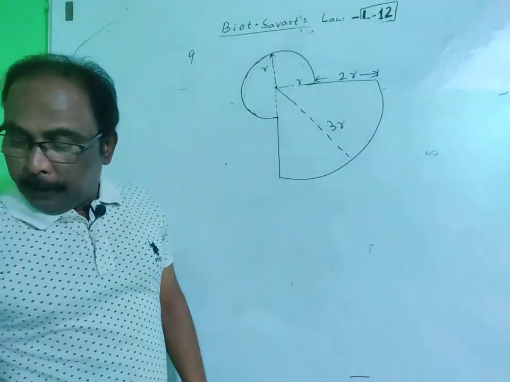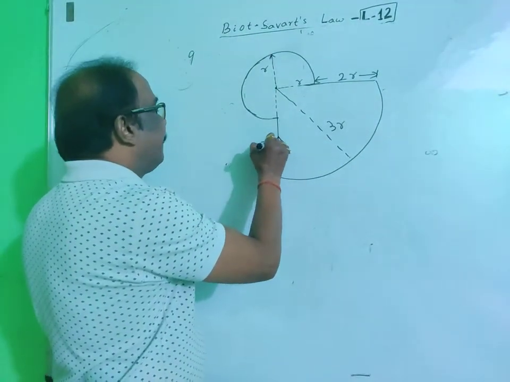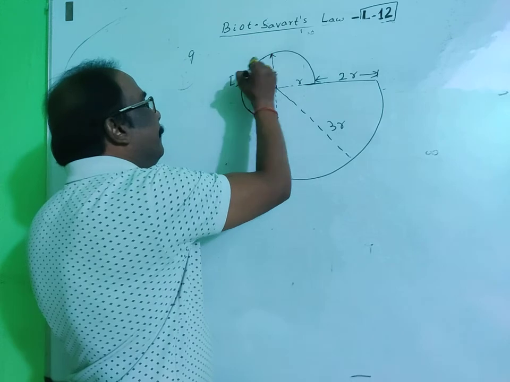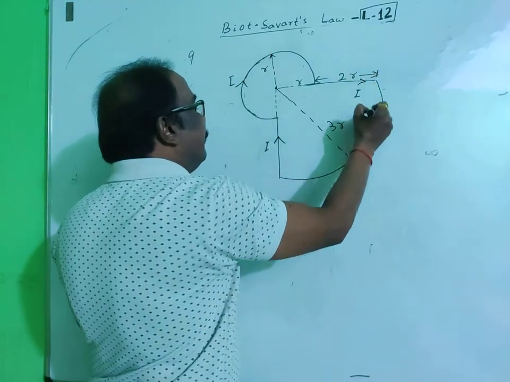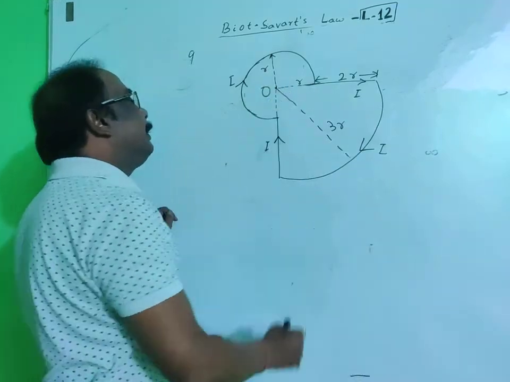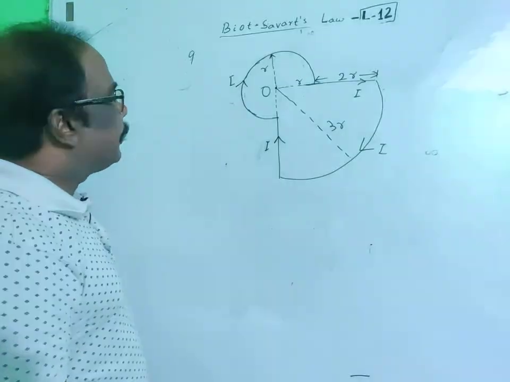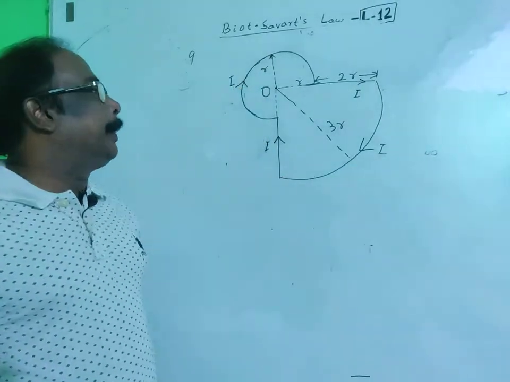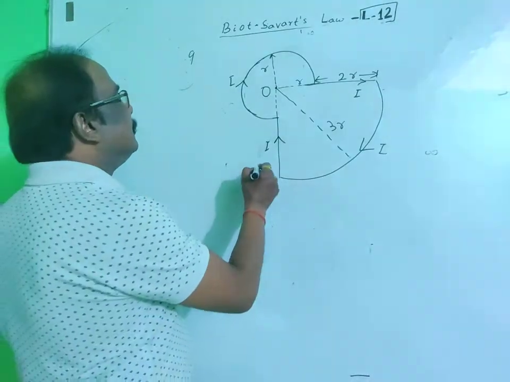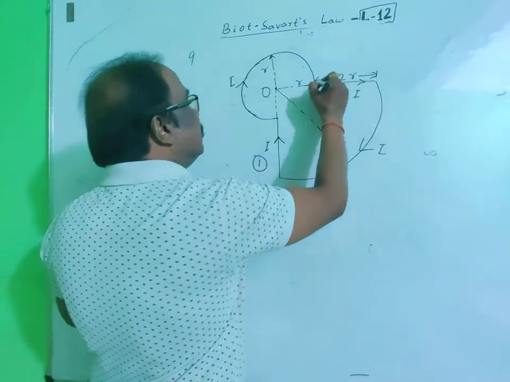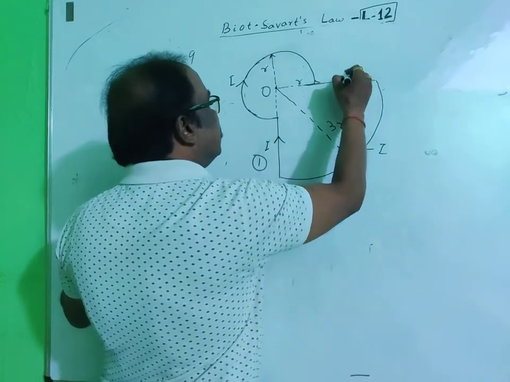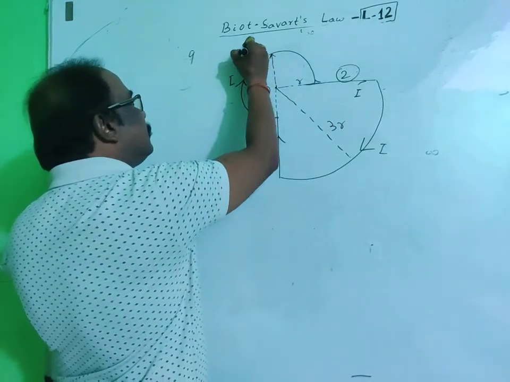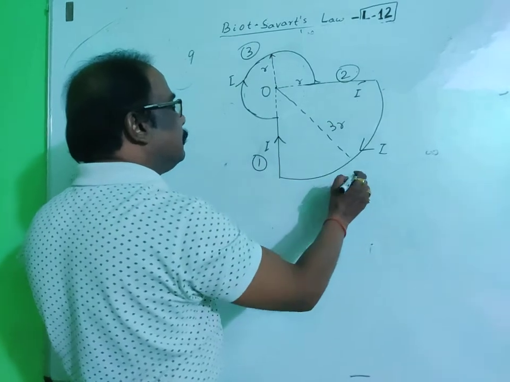Then current I is flowing. Same current I is flowing. Then we have to get magnetic field at the common center O. This is an arc. We have to find magnetic field at O. So again, I am taking this as conductor 1, a straight conductor. This is conductor 2, a straight conductor. This curved part is conductor 3. This curved part is conductor 4.